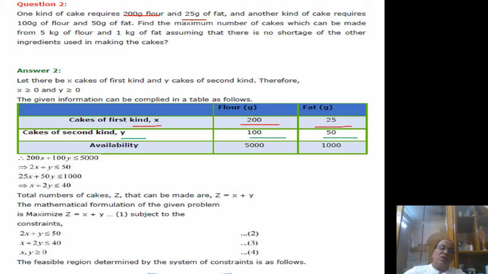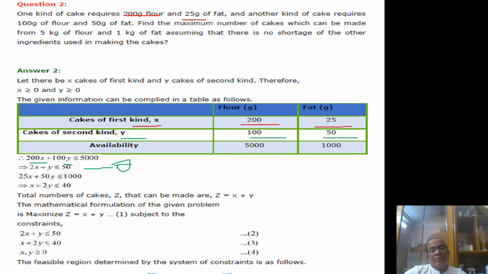Right? So there are common factors here. So what we do, we divide it by 100. So the first inequation becomes 2x plus y equal or less than 50, because we divided it by 100.